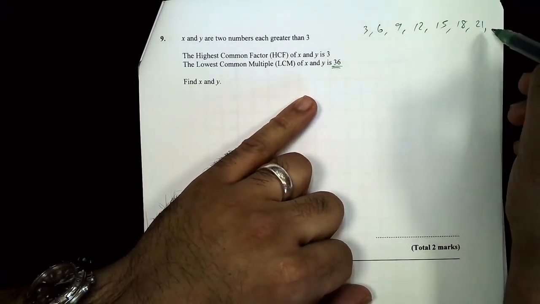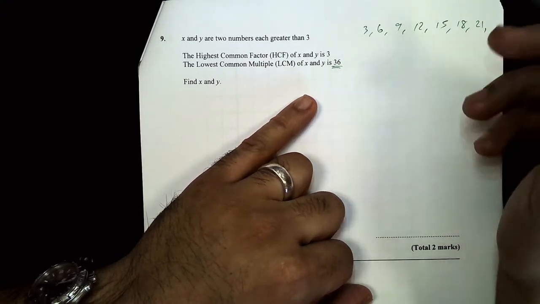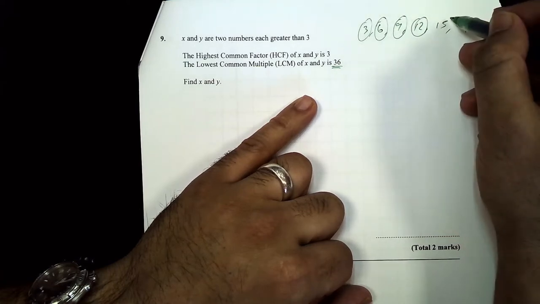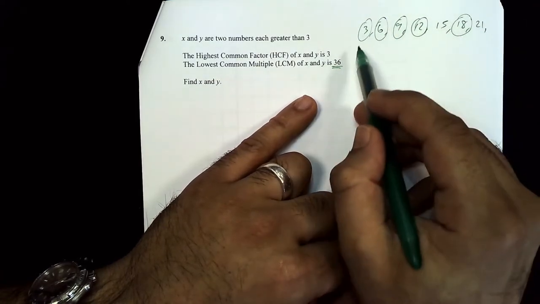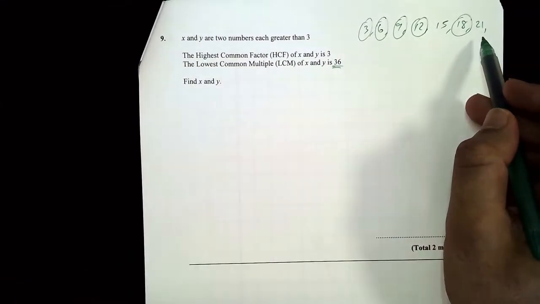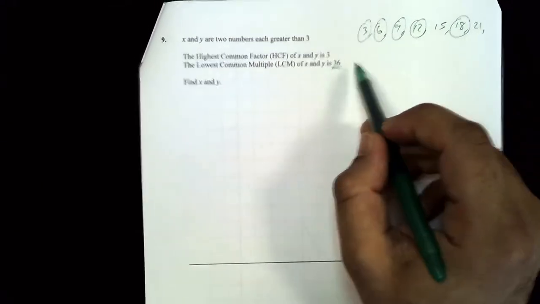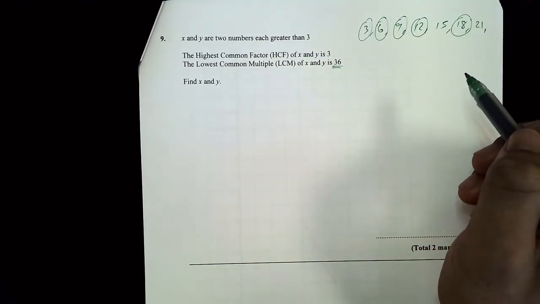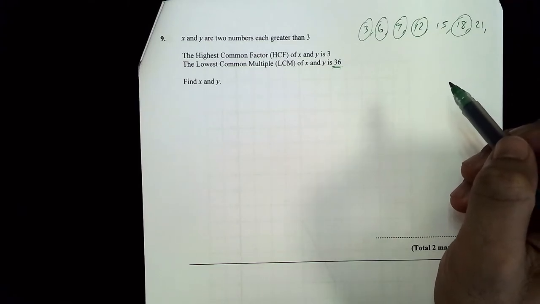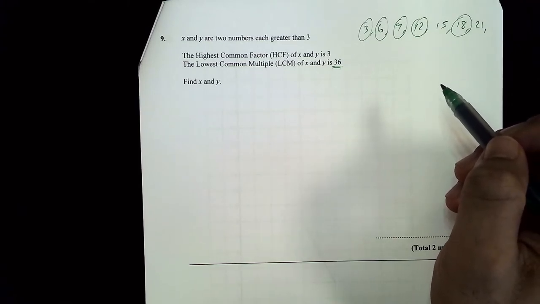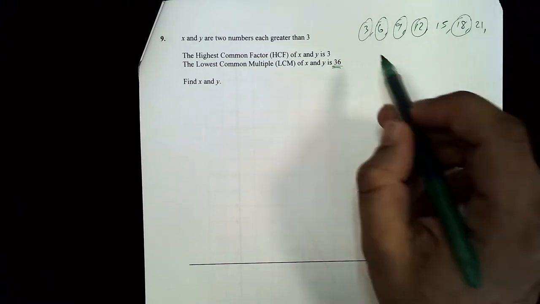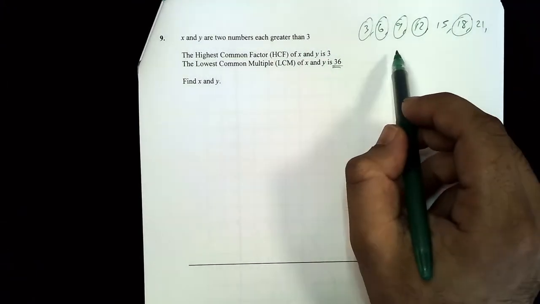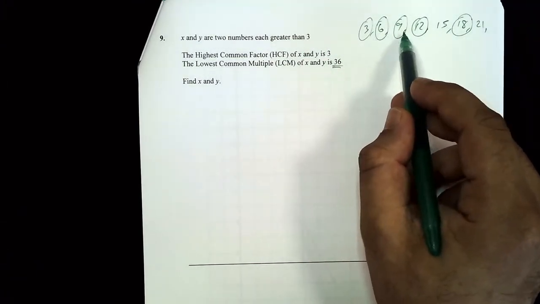And which of these numbers in their own times tables have 36 in it? Well, this does, this does, this does, this does, that doesn't, that does, that doesn't. So already in the first few, you've got 5 different numbers that do have 36 in their times table. So it is a question really of trying. You know that it can't be 3 and one of the numbers because it's got to be bigger than 3.